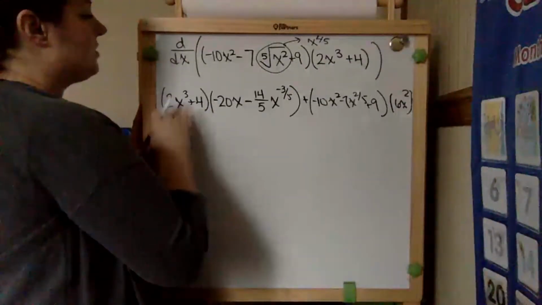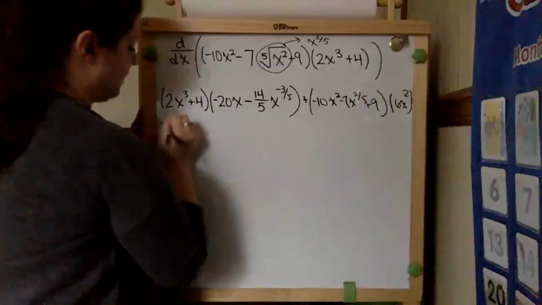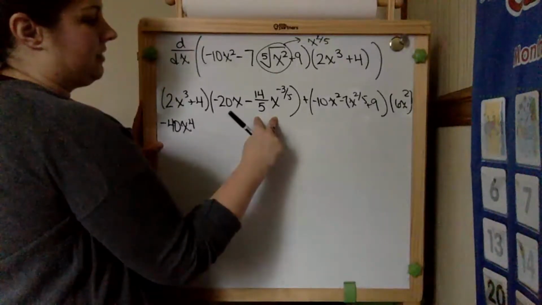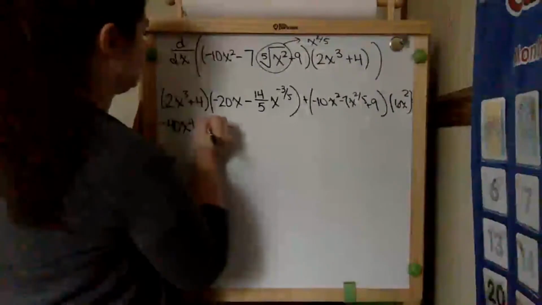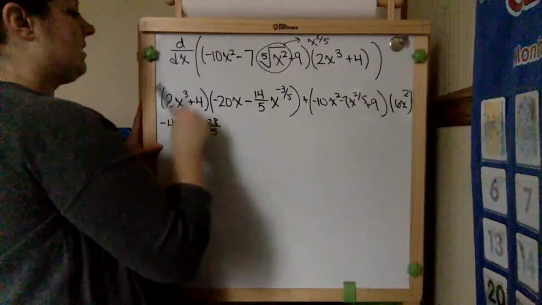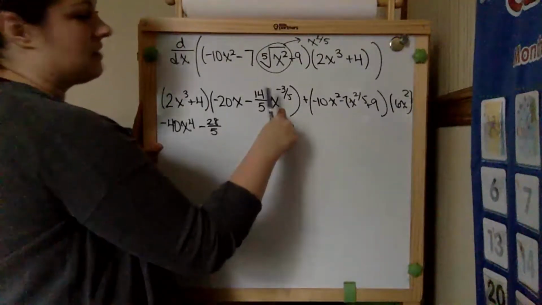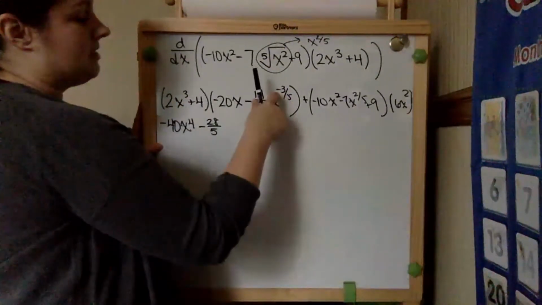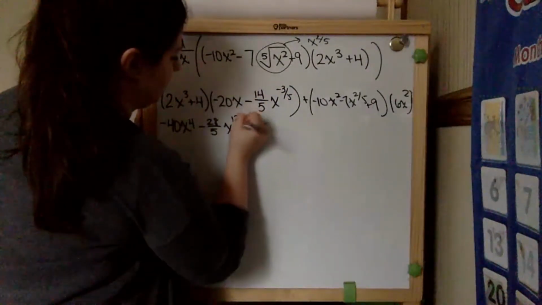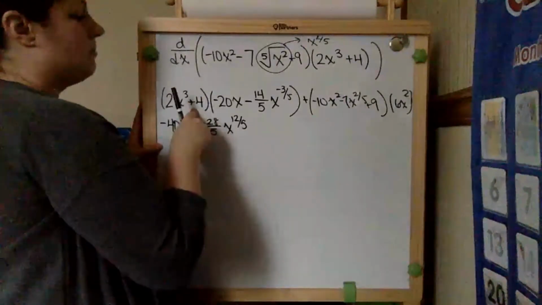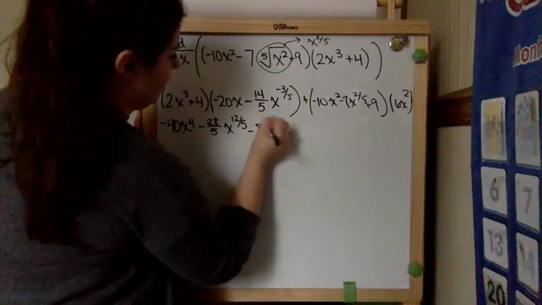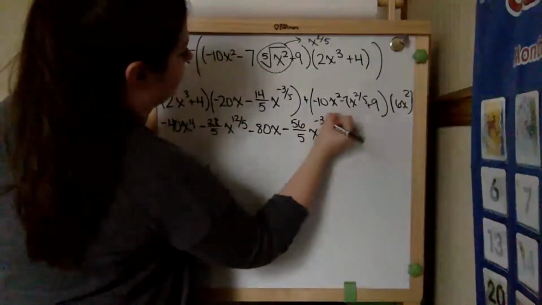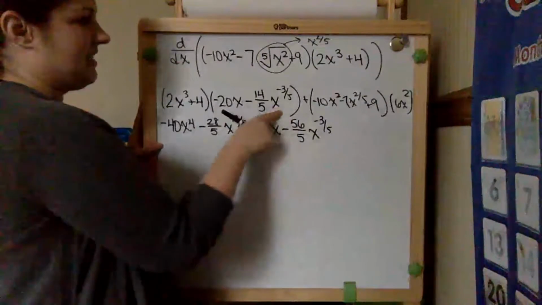2x cubed times negative 20x is a negative 40x to the 4th. 2x cubed times negative 14/5 x to the negative 3/5. 2 times negative 14/5, that's negative 28/5. X cubed times the x to the negative 3/5. Remember, we add the exponents together. 3 is really 15/5 minus 3/5 gives me 12/5. Multiplying now the 4 inside of here, we have a negative 80x minus a 56/5 x to the negative 3/5. Phew, so that thing is done.